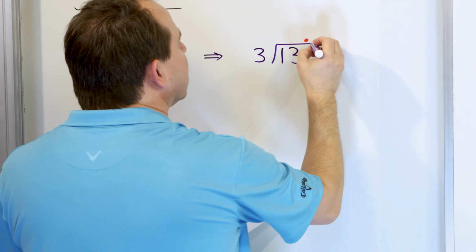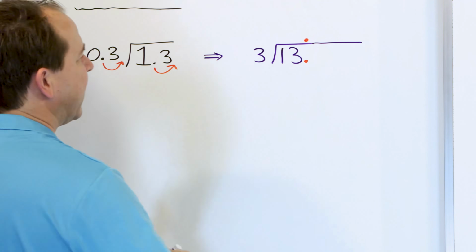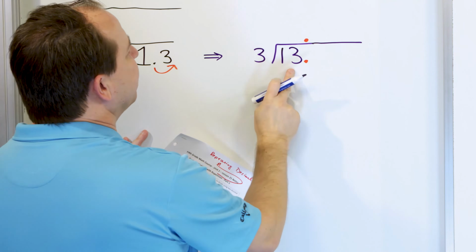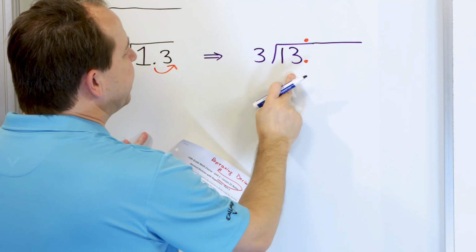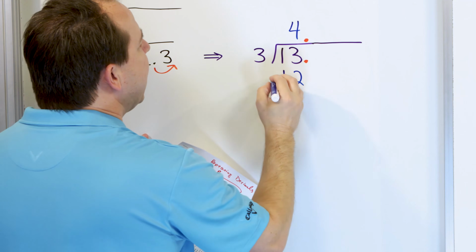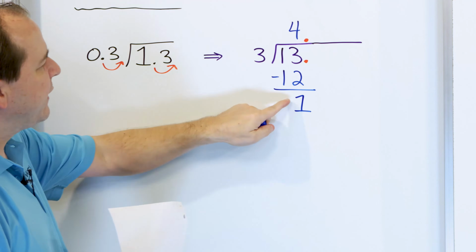We'll extend this bar a little bit. You'll see in a minute why we need that. And let's just go ahead and solve this guy the way we think. 3 times what is 13? Well, 3 times 4 is 12. 3 times 5 is 15. That's too much. So 3 times 4 is 12. So we multiply and subtract. 13 minus 12 is 1. So we got a remainder of 1.